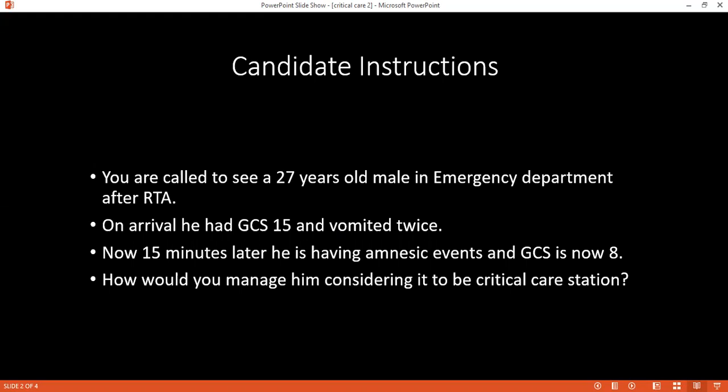Also, this patient needs to be shifted to the hospital, so I would go for prophylactic intubation as well. And also in order to prevent hypoxia-induced encephalopathy, I would be intubating him. Can you please tell me what are the benefits of intubation? How would a patient benefit from it?